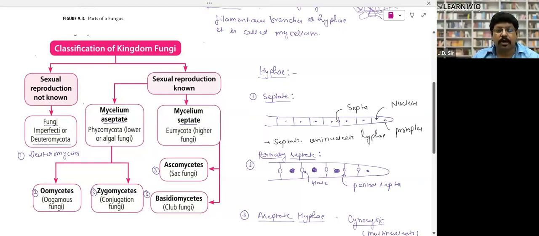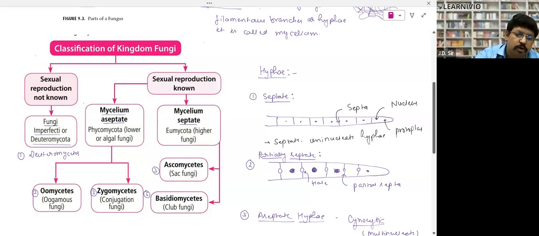This is the cell wall. These are the different cells. So this hypha has been divided into cells, and the wall between two cells is called septa, right? If septa is present, we call the hypha septate. There is a protoplasm and nucleus. So every cell has one nucleus. So the septate fungi are uninucleate hypha, right?